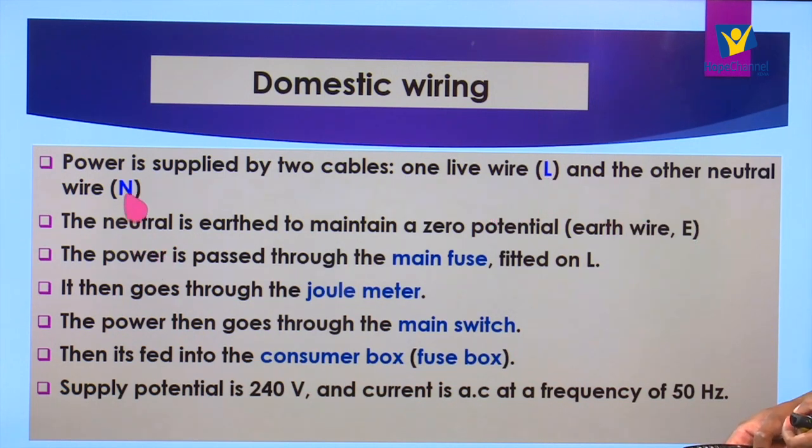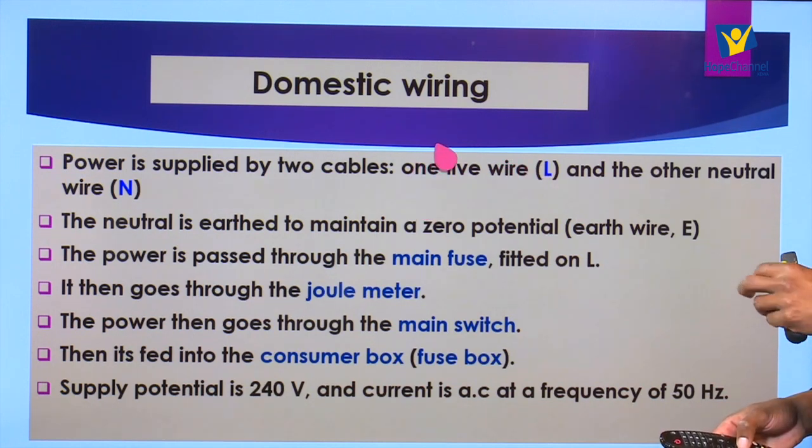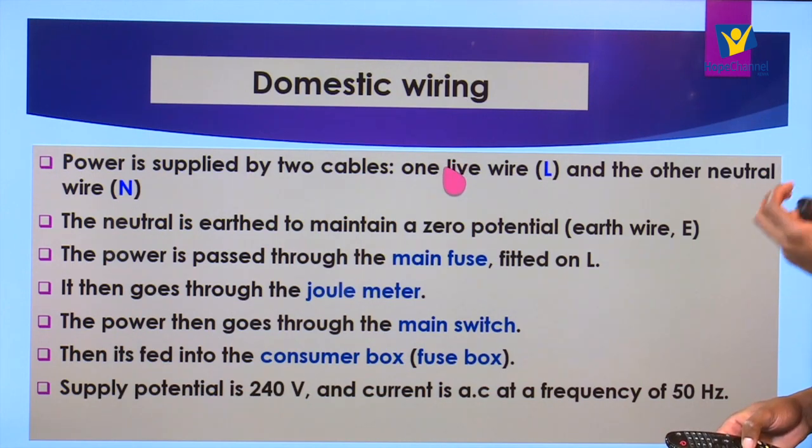The other wire, the neutral, is at a zero potential. So it doesn't have the potential difference. Its work is just to complete the circuit so that the current can flow through. Remember, current flows through a circuit which is complete. When the circuit is open or incomplete, the current does not flow through. So the neutral wire is there to complete the circuit so that the power gets into the appliance and then it comes out of the appliance through the neutral wire. So the neutral is to maintain a zero potential, and that is called the earth wire.